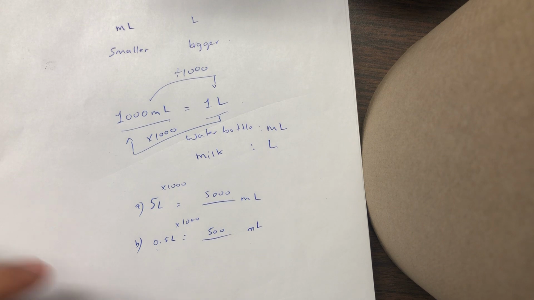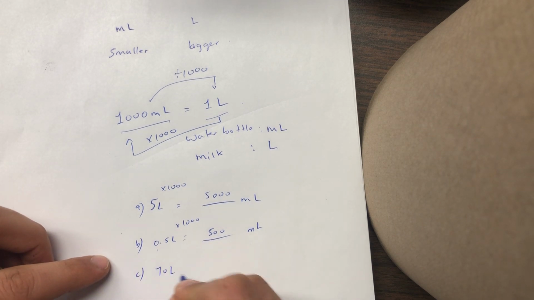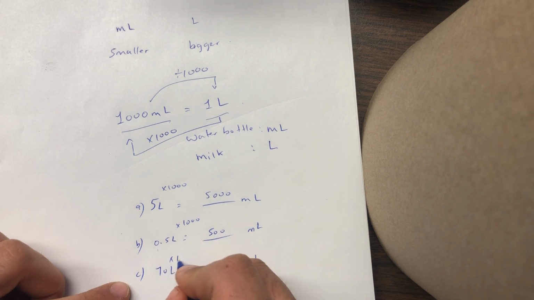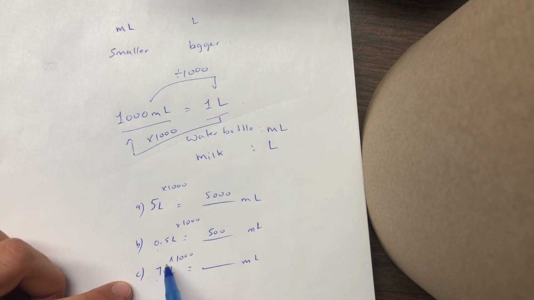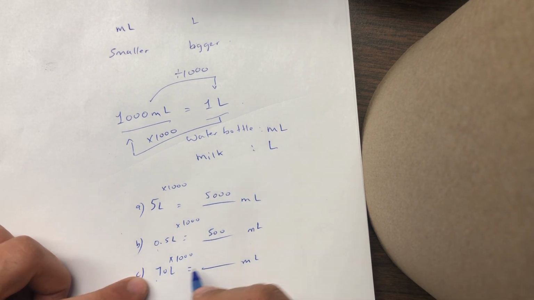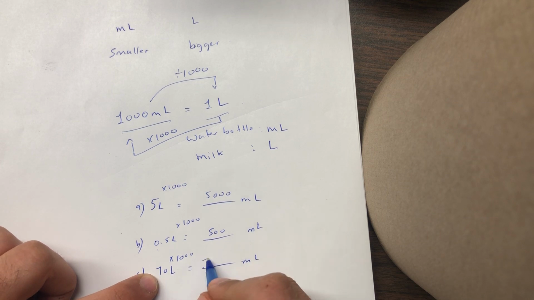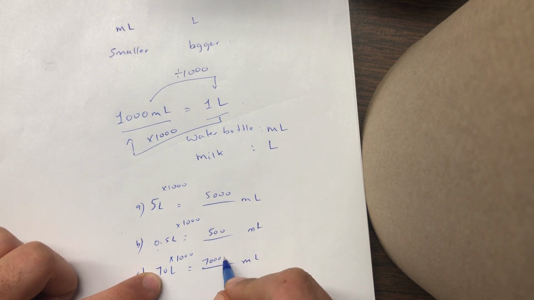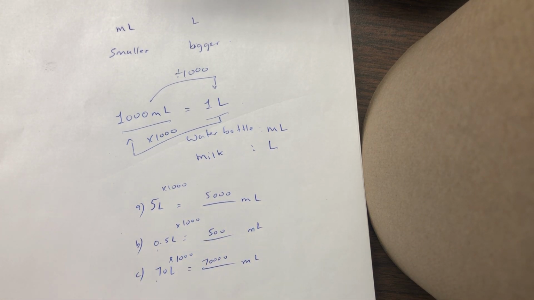Another one, let's go with 70 liters. 70 liters is equal to how many milliliters? So you've got 70 multiplied by 1,000. Again, we'll do 7 times 1,000, that's 7,000. And you bring over the zero that is remaining, that is 70,000.